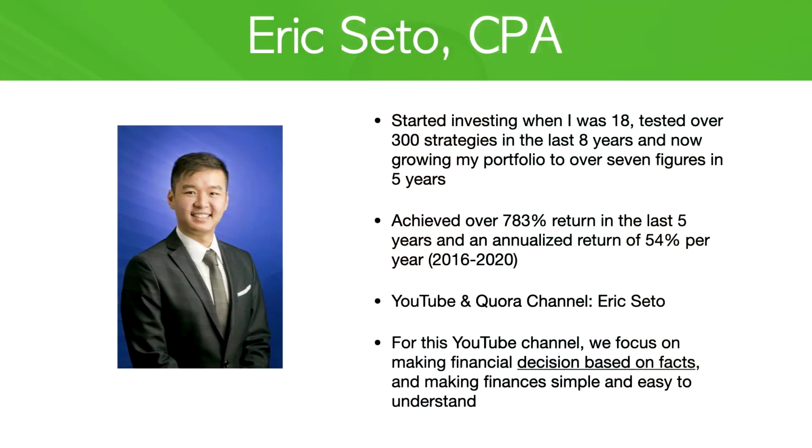So I started investing when I was 18, and I tested well over 300 strategies for the last 8 years. And then I started growing my portfolio using a very specific strategy for the last 5 years. From 2016 to 2020, my return in total is 783%. And that is an annualized return of approximately 54% per year. Now, it's important to note that my target per year is only around 30% a year. So right now, I'm a little bit overachieving in terms of my annual return.